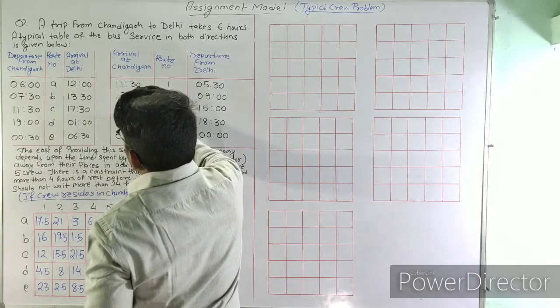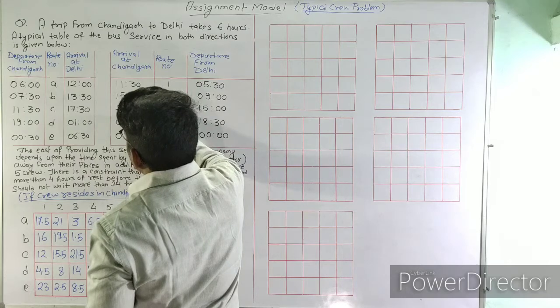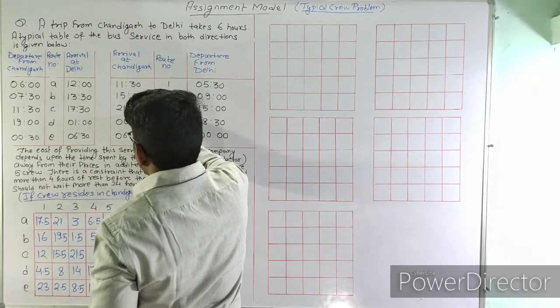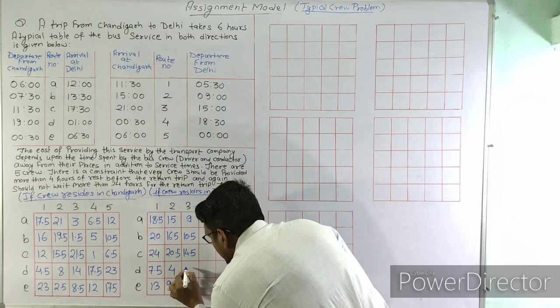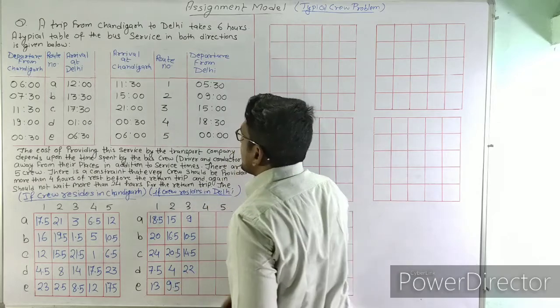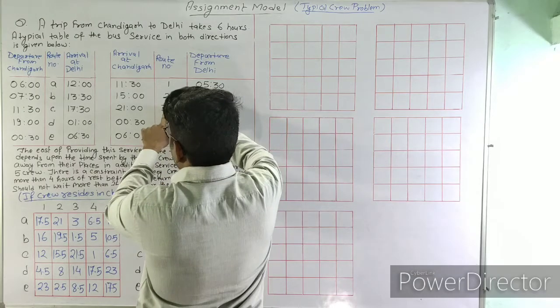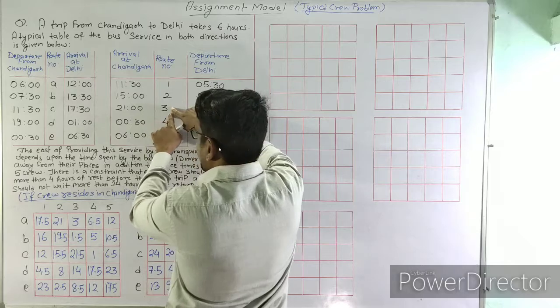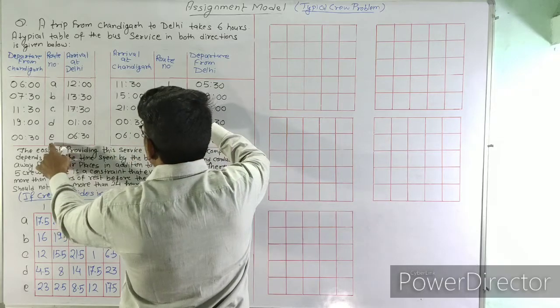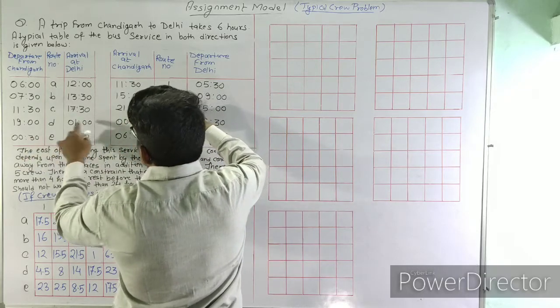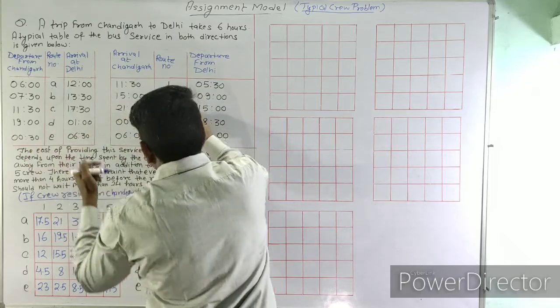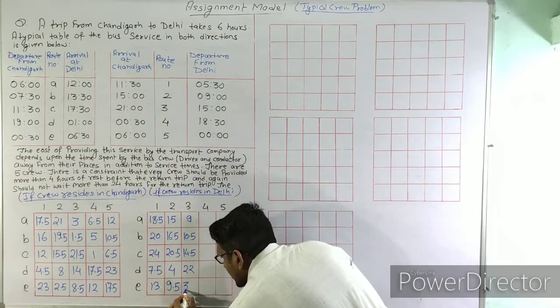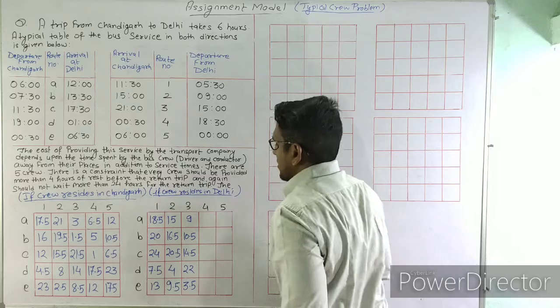21 to 21 will be 24 hours. 24 minus 2 is 22 hours. So this is 22 hours. So if a crew arrives from route 3 and departs from route E, so this will be 3.5 hours.